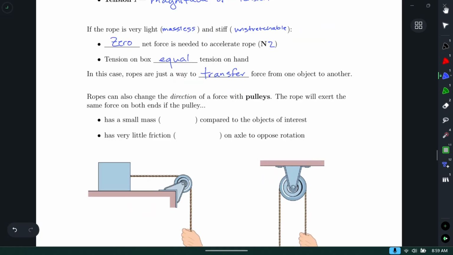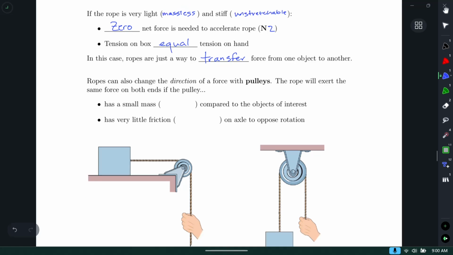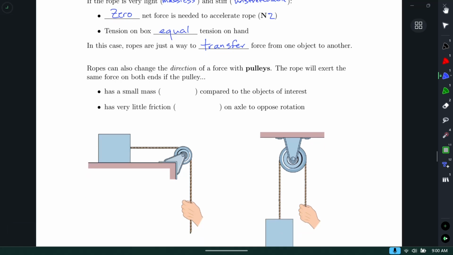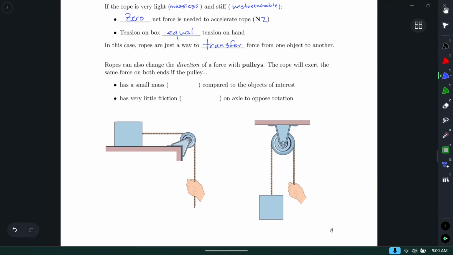Well, then we throw pulleys into the mix. In that case, you not only can transfer a force to another place, you can change its direction. That's the benefit of a pulley. In addition to mechanical advantage, which we don't get into too much in here, but you'll get into in like a dynamics course. The fact that you can multiply force with pulleys.